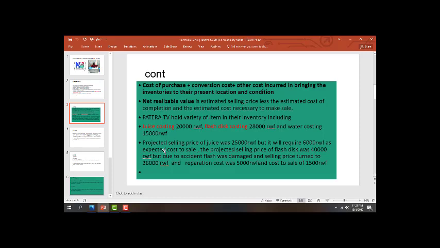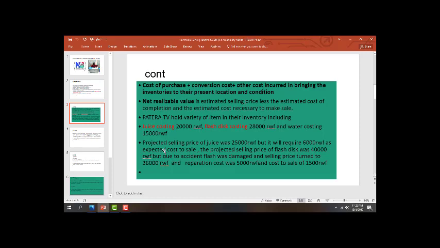In the question, they require us to use an example in order to clearly explain this IAS 2. Particularly, hold a variety of items in their inventory, including jewels costing 20,200 francs, flash disk costing 28,200 francs, and water costing 15,200 francs. The projected selling price of jewels was 25,100 francs, but it will require 6,100 francs as expected cost to sell.